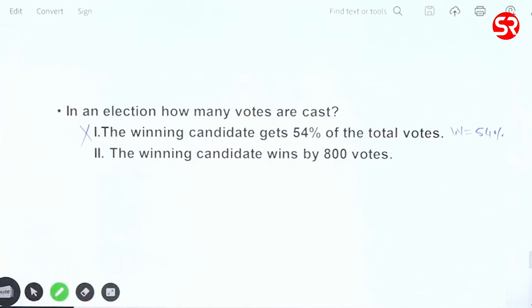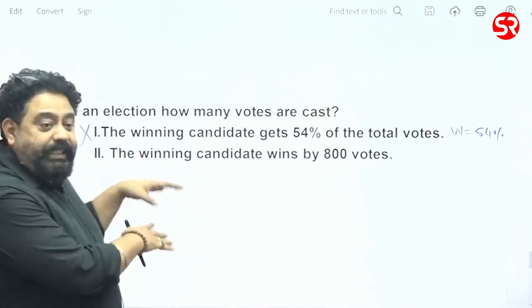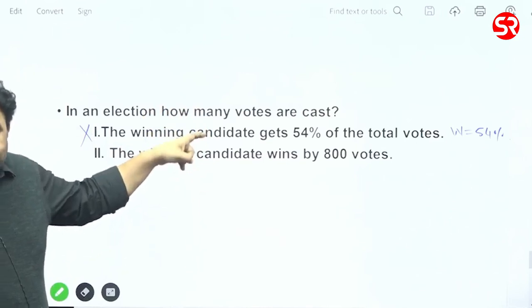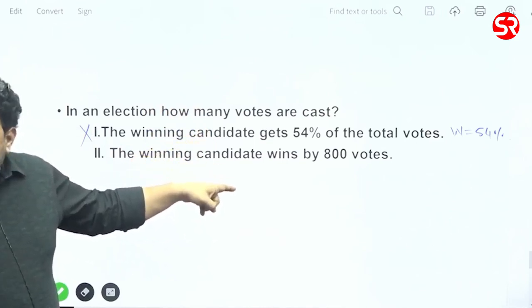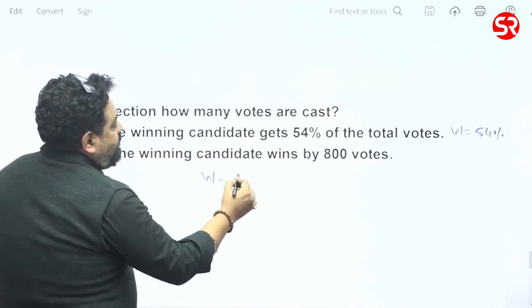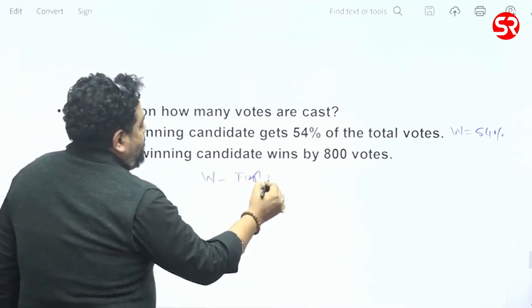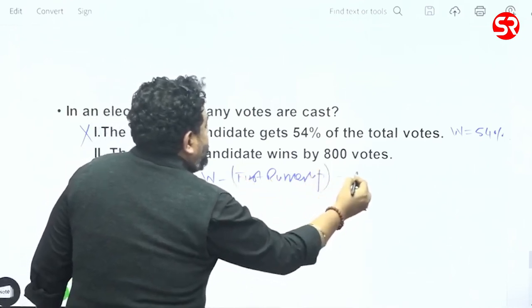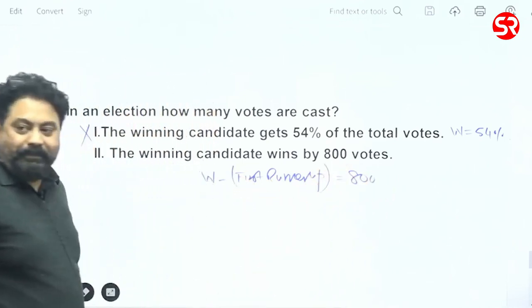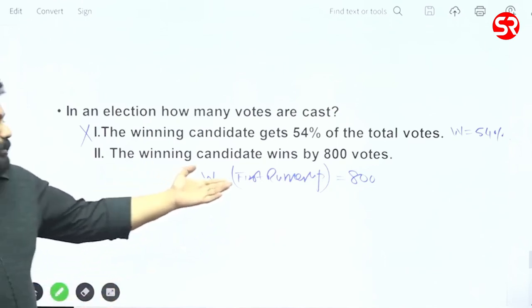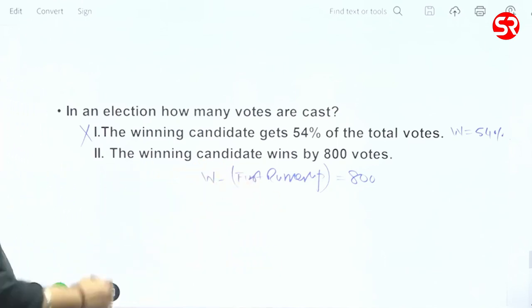Second, the winning candidate wins by 800 votes. So when I see the second, I forget the first. Now I don't know how much the winning candidate got, because that was the information in the first, and I won't use that information in the second. So he says winner minus first runner-up is equal to 800 votes. This does not give you how many votes are cast, because the winner's votes were not known and the first runner-up's votes were not known. So I think gone.